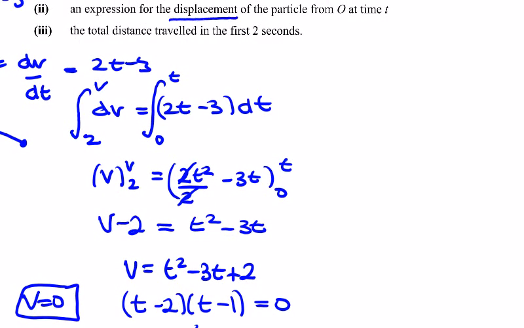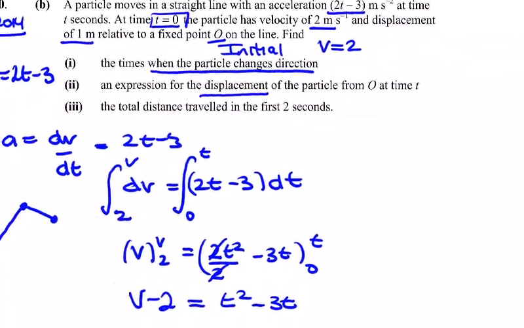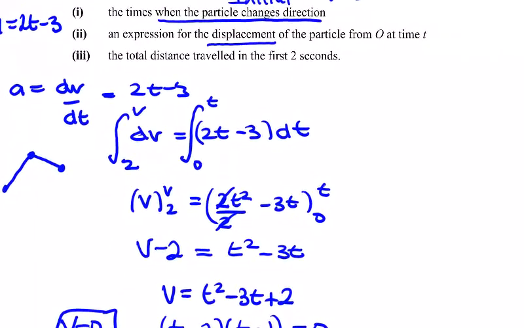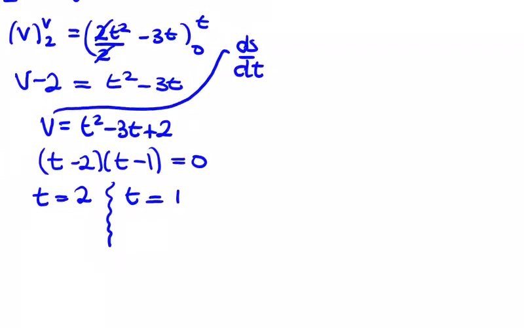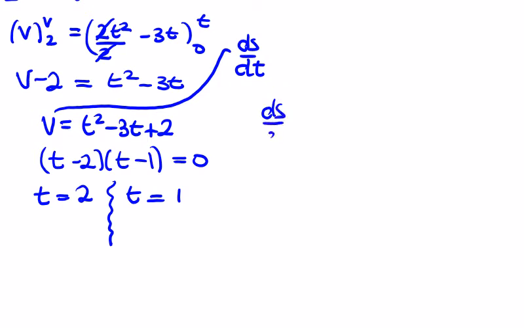So s from O at time t. So we have here our acceleration, which is also equal to v dv/ds. So v dv/ds is equal to a. And down here we have velocity, which is ds/dt. So which one of these are we using? Displacement at time t. So ds/dt, we have our velocity. So ds/dt is equal to t squared minus 3t plus 2.